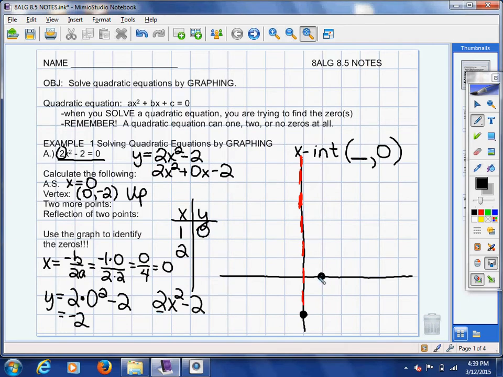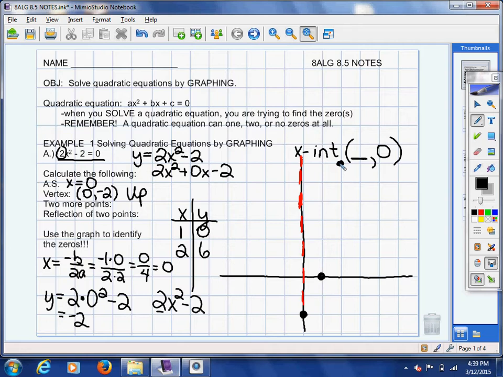So here's one of our points, and that's actually one of my zeros because it's on the x-axis, isn't it? And then I'm going to plug in 2, and 2 squared is 4. 4 times 2 is 8. 8 minus 2 is 6. And there's a second point. So I'm going to find 2, 1, 2, 3, 4, 5, and 6. There it is. Okay? So I actually have half of my parabola right here.